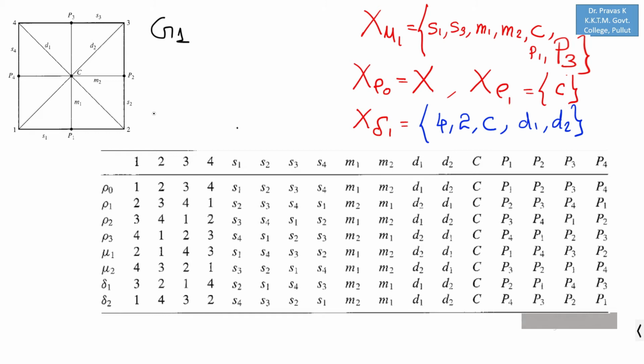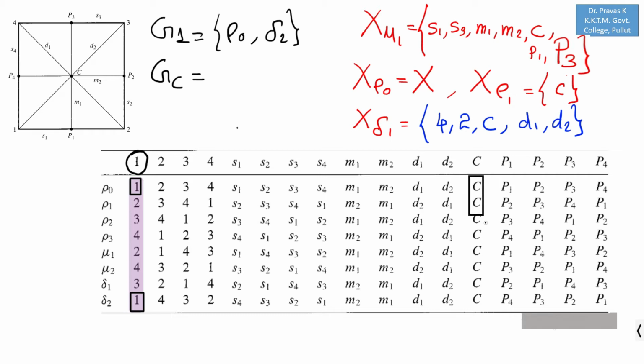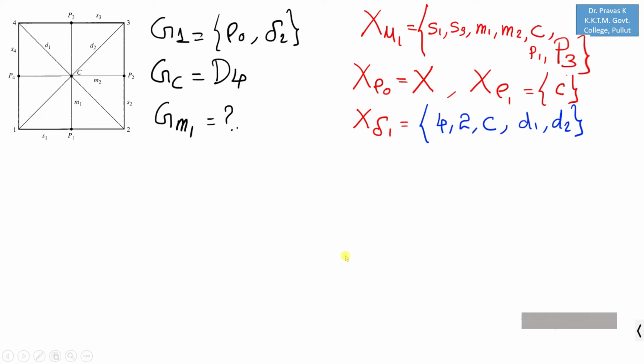Now let us calculate G_1. What is G_1? G_1 is the collection of all elements in G that leaves 1 fixed. That means G_1 contains the elements rho0 and delta2. Now if you look at C, you can see that all the elements in the group leave C fixed, which means that G_C is D4 itself. Now can you find G_M1? Without the table, it is possible to find the answer if you know the group operations. So do it as a homework.